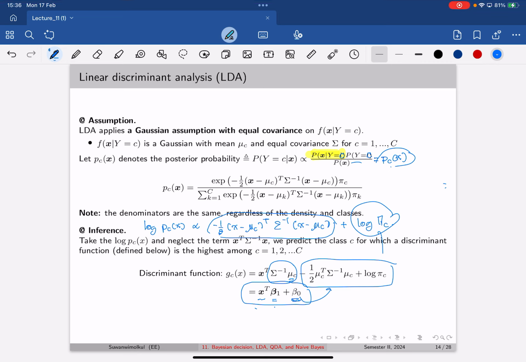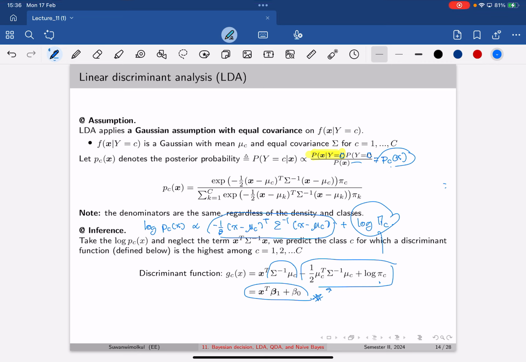But actually, if you have a fixed formulation, mapping back from beta 1 and beta 0 is possible, but at the same time, you may not need to do that, because all you want to do is compare whether you have a higher value from this term versus other classes. So you can end up with just this.